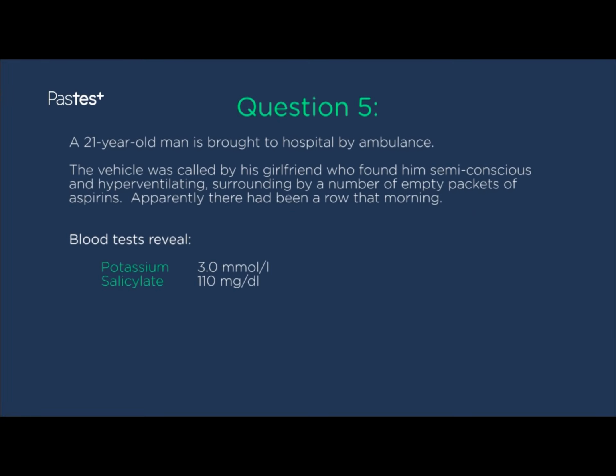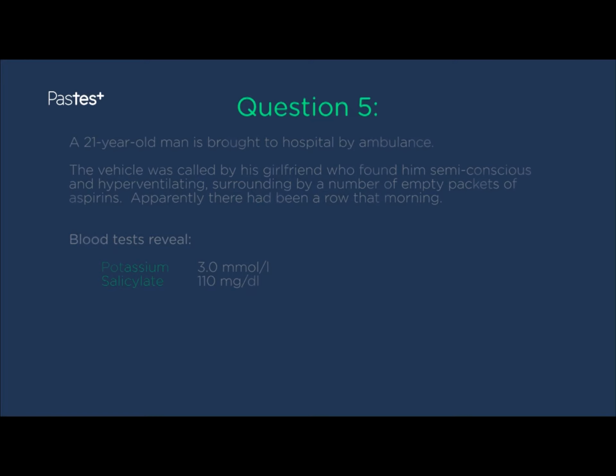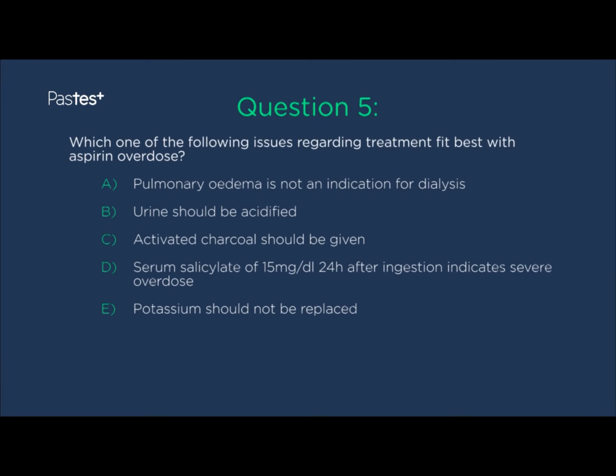Let's now consider question number 5. A 21-year-old man is brought to hospital by ambulance. The ambulance was called by his girlfriend, who found him semi-conscious and hyperventilating, surrounded by a number of empty packets of aspirin. Apparently, there had been a row that morning. Blood tests reveal a potassium of 3 and a salicylate of 110. Which one of the following issues regarding treatment fit best with aspirin overdose? Please consider these 5 and choose which one would be the most appropriate.